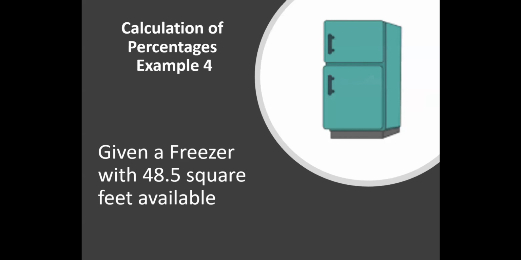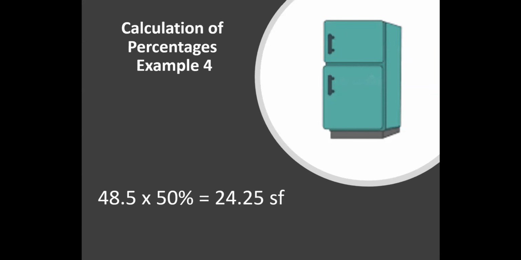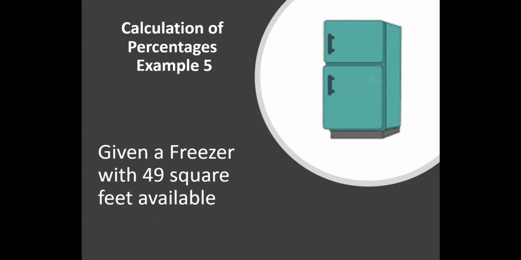50% is required to be below 54 inches. So we take the 48.5 square feet available and multiply it by 50% to find out how much space is required to be below 54 inches. In this example, we find we need 24.25 square feet. But we are determining the required size of a dimension or an element, in this case, the freezer area, and we just read that rounding down for values less than 1/2 shall be permitted. And since 0.25 is less than half, we can round down to 24 square feet required to be below the 54 inches. Okay, example number 5.